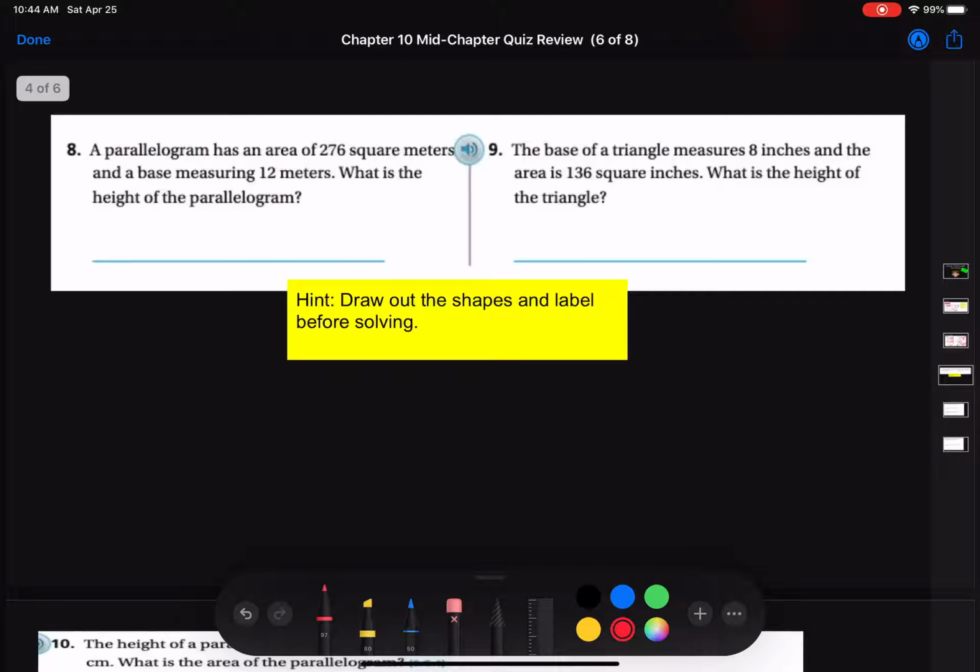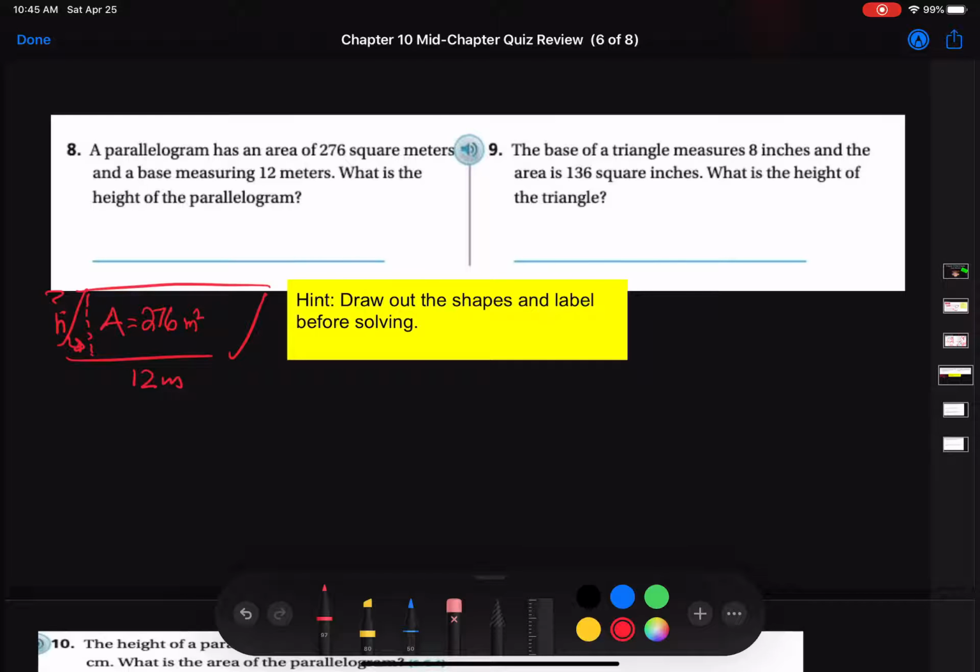Okay, 8 and 9. Let's see. So for 8, here's what 8 looks like. 8 is a parallelogram, okay? And we know the area. The area is 276 meters squared. And the base is 12 meters. But the height is what's missing. We don't know the height, okay?